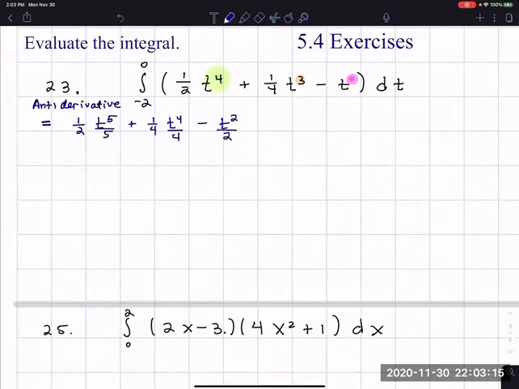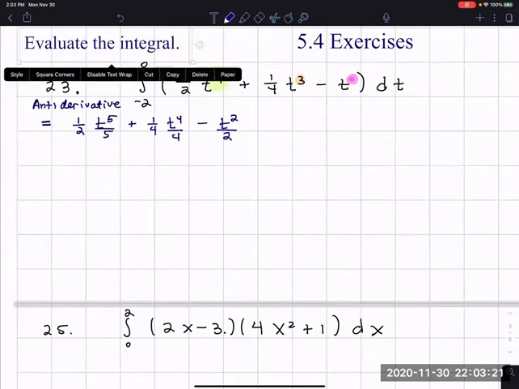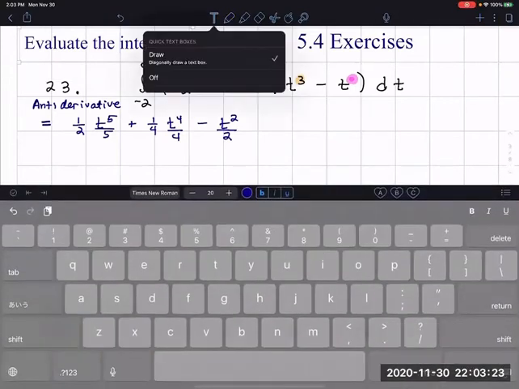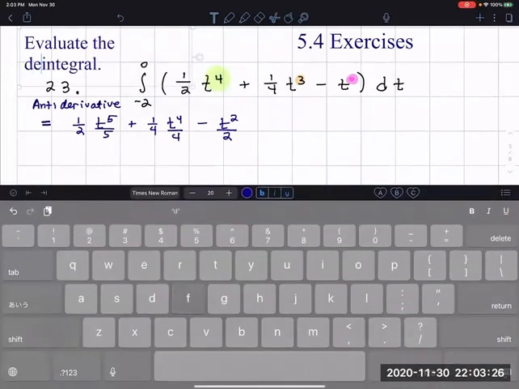Now we don't put plus c. We're evaluating a definite integral, and it might be good if I put that in this little directions. Definite integral.